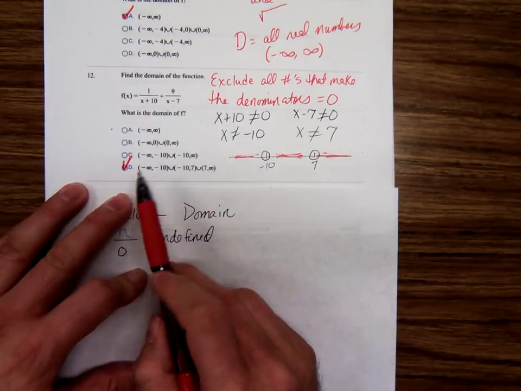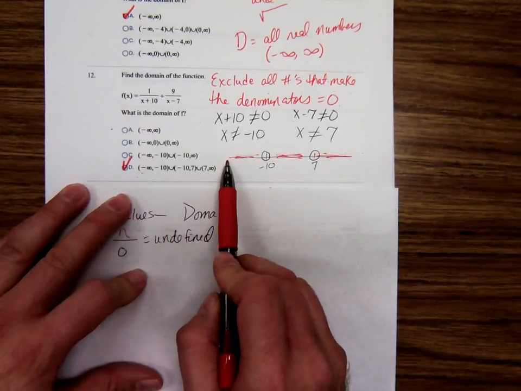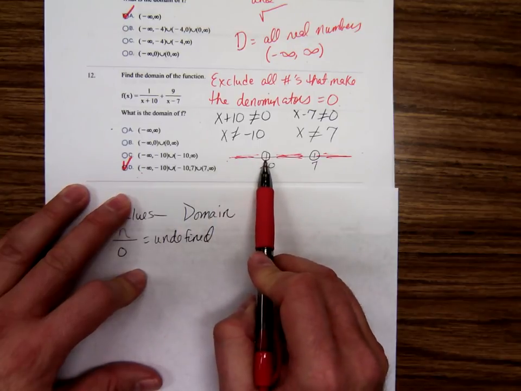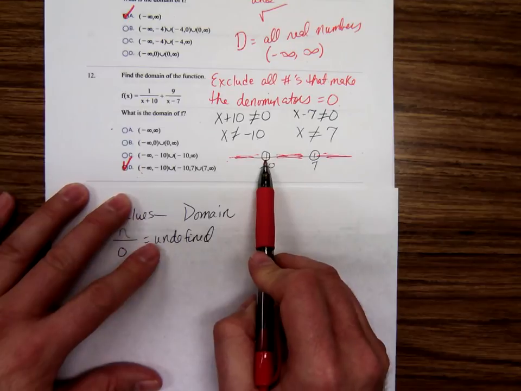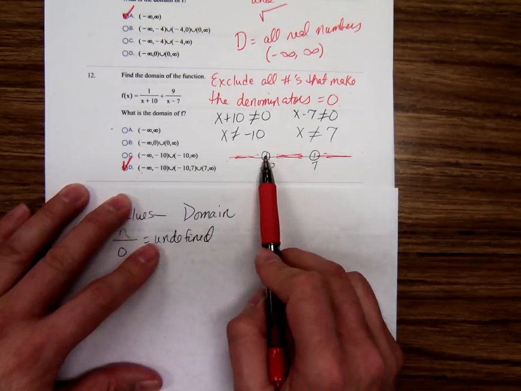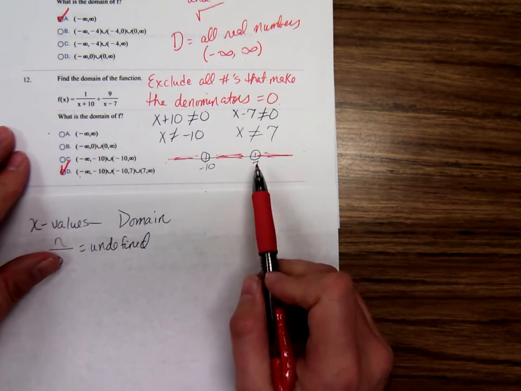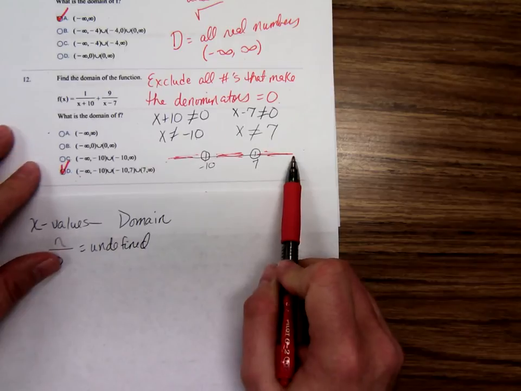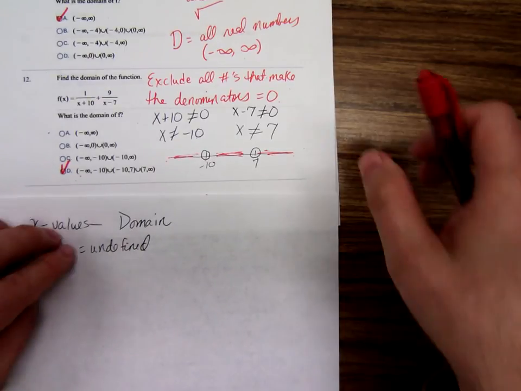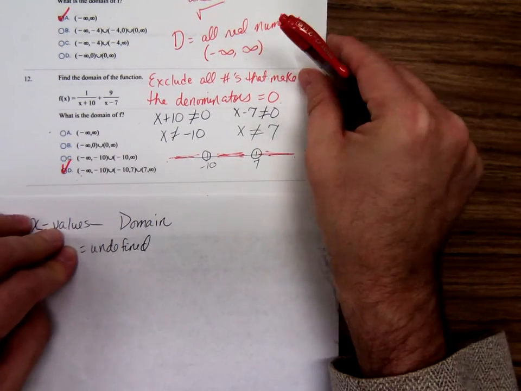would you all agree that this is the way it would look in interval notation? From negative infinity to negative 10, not including negative 10, then negative 10 to 7, not including the negative 10 and not including the 7, and then 7 to infinity, not including 7. Very typical test question right there.